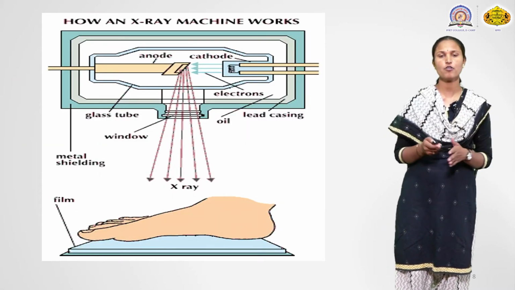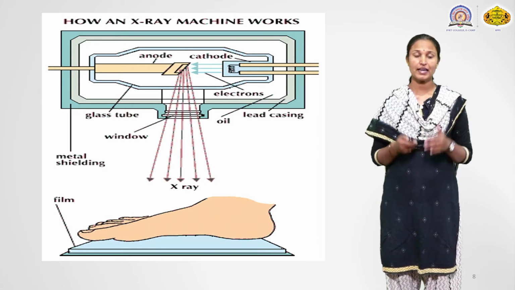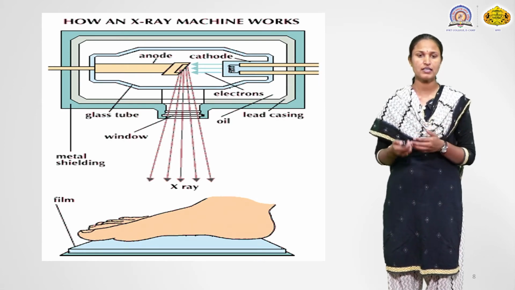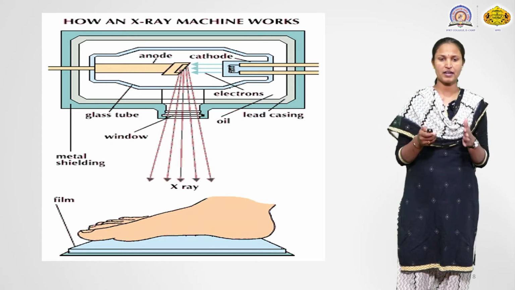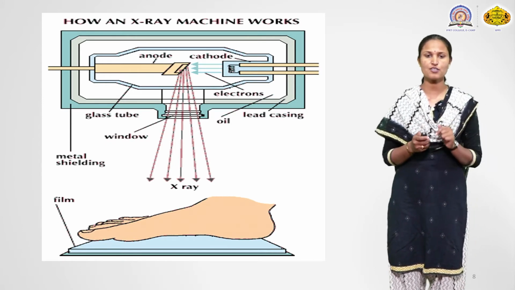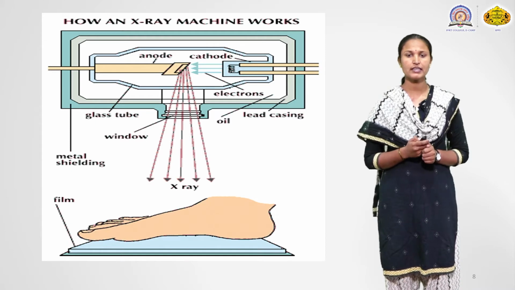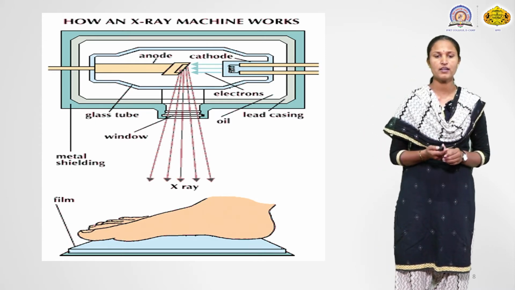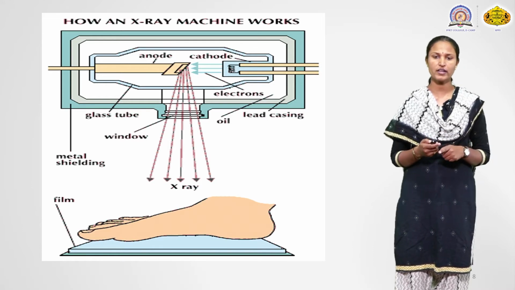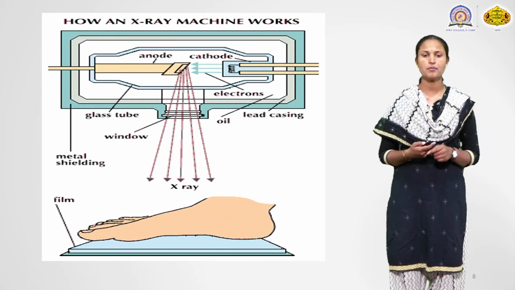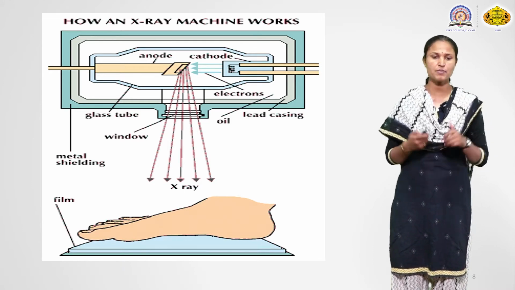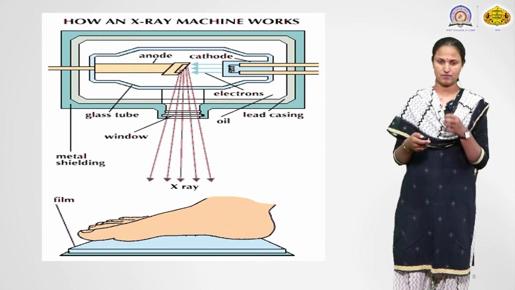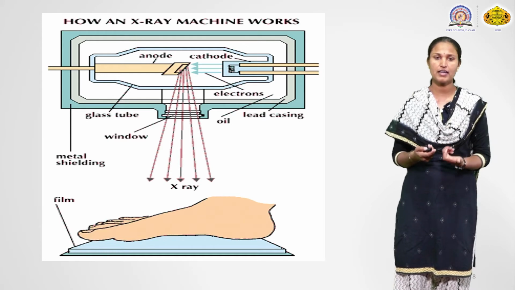This is the diagram for the X-ray. First of all, this is the glass tube with the anode and cathode. Then these are the electrodes on the cathode side of the glass tube. Then these are the window, oil, lead casing, metal shielding, and film. The film is where the X-ray captures the image of our body parts.